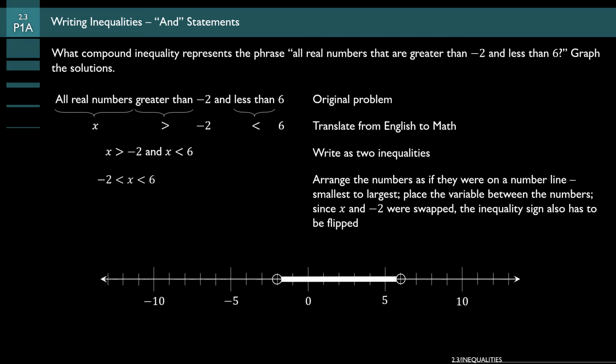Any value between negative 2 and 6 is going to be a solution of the inequality, except negative 2 and 6 themselves. So let's just pick a number from in between them, 0. If we plug 0 in, then is 0 greater than negative 2? Yes, it is. Is 0 less than 6? Yes, it is, so we know that our solutions are in the right place.